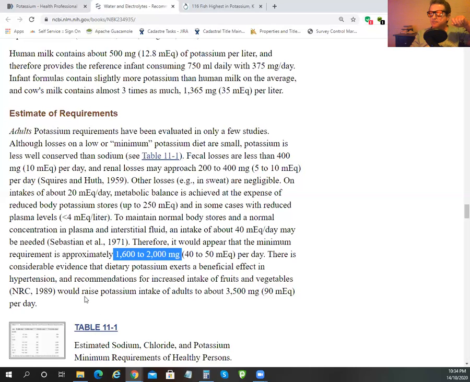And then the follow-on was that we went to these sort of levels: 1300 milligrams per day would raise potassium intakes in adults, from these fruit and vegetables.